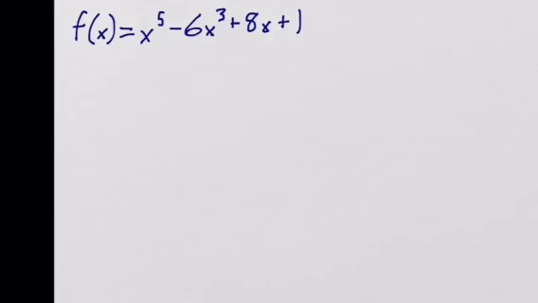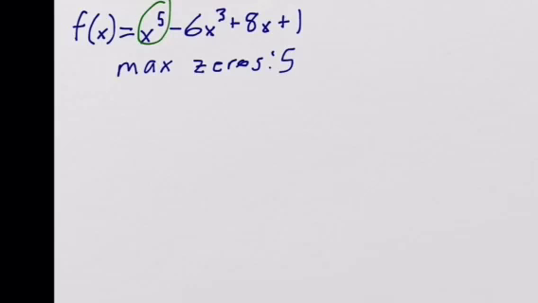Once we're able to do that, we would find that at most this thing's going to have 5 of these zeros. And that would go for any polynomial, whatever the exponent is on the leading term, which is called the degree. That's going to be the maximum number of zeros that you can have.